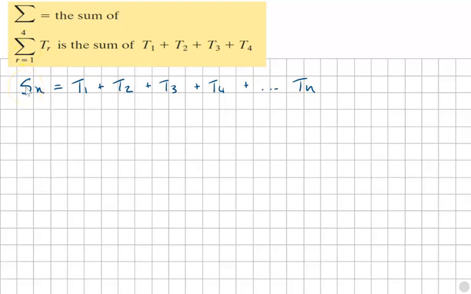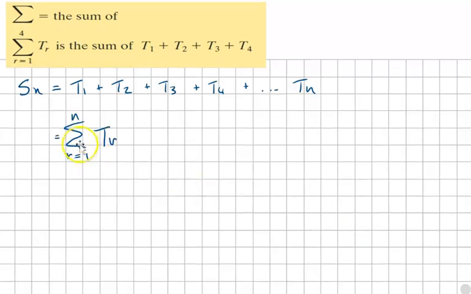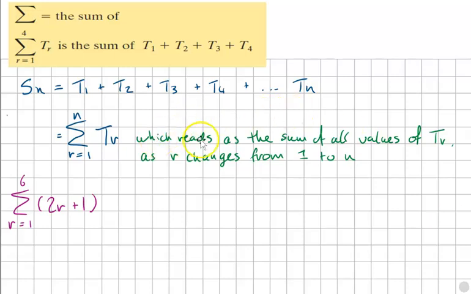So Sn stands for sum of, and that's equal to term 1 plus term 2 plus term 3 plus term 4 plus ... up as far as Tn, whatever the last term is of the sequence. So that can be rewritten as this. So again, this symbol stands for sigma, and TR represents the nth term. In this particular case, R is equal to 1, and N is an unknown value. We don't know the amount of terms. So which reads as the sum of all values of TR as R changes from 1 to N.